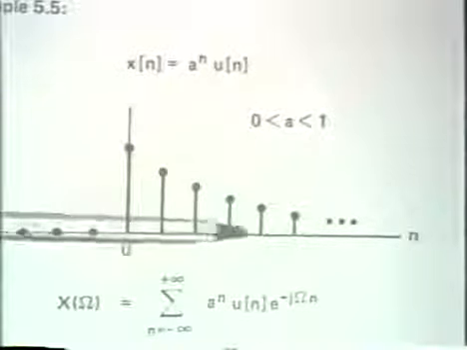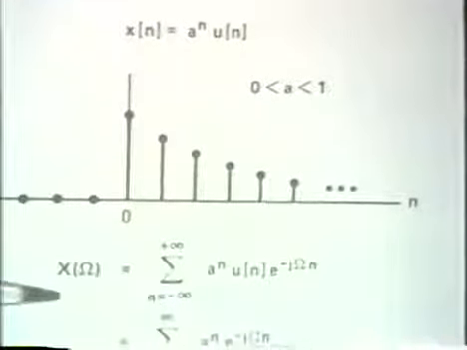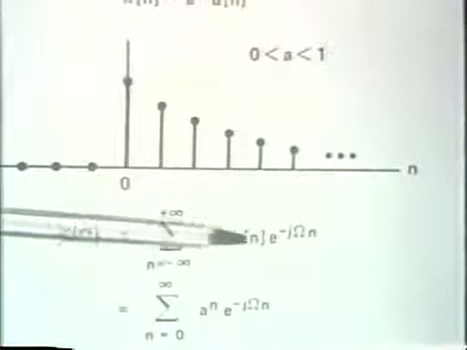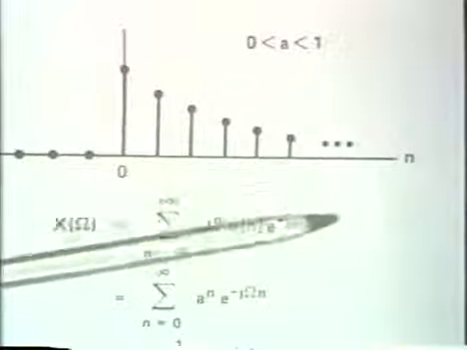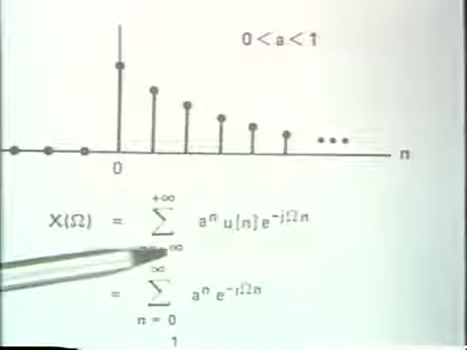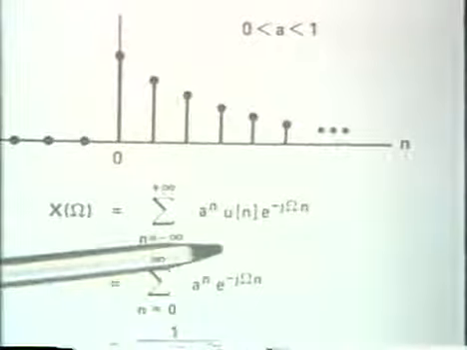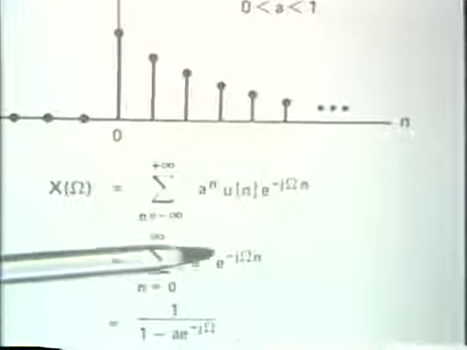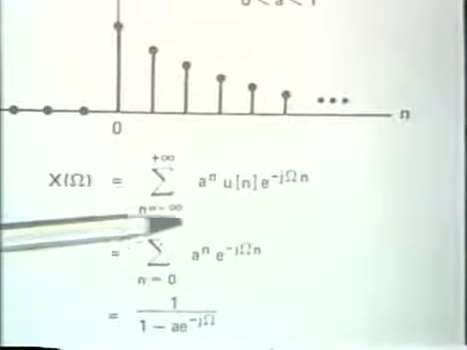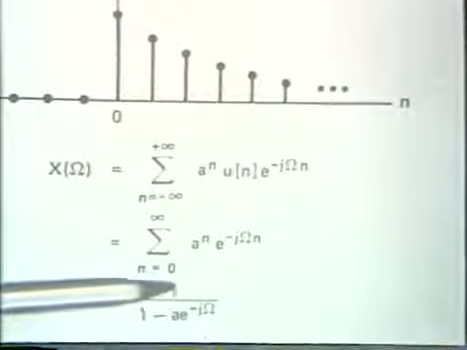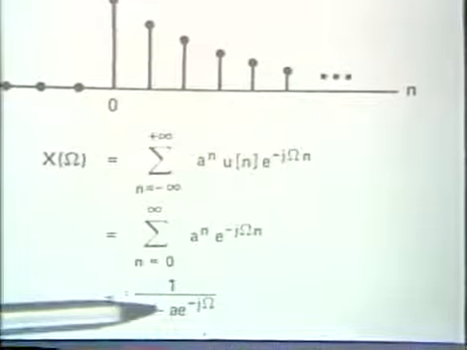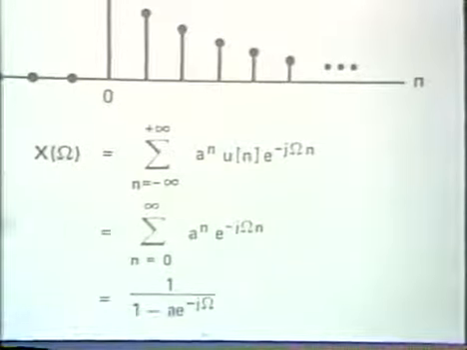Basically, if we substitute into the Fourier transform analysis equation, it's this sum that we evaluate. Because we have a unit step here which shuts this off for n less than 0, we can change the limits on the sum. This then corresponds to the sum over an infinite number of terms of a geometric series, and that, as we've seen before, is 1 divided by 1 minus a e to the minus j omega. So let's look at what that looks like.